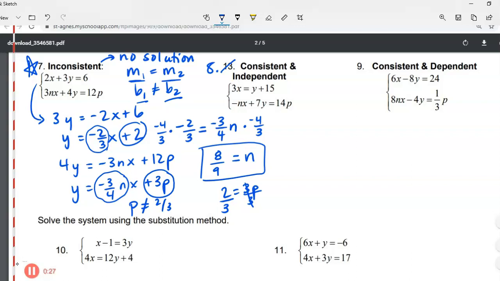I want them not to be equal. So P can be absolutely anything, just not this value. And when you write that P cannot equal this, you're telling me P can be anything but that. That takes care of that one. All right. So I'm going to erase now, just to make some space. So again, N was equal to 8/9. And then here, P could not equal 2/3.